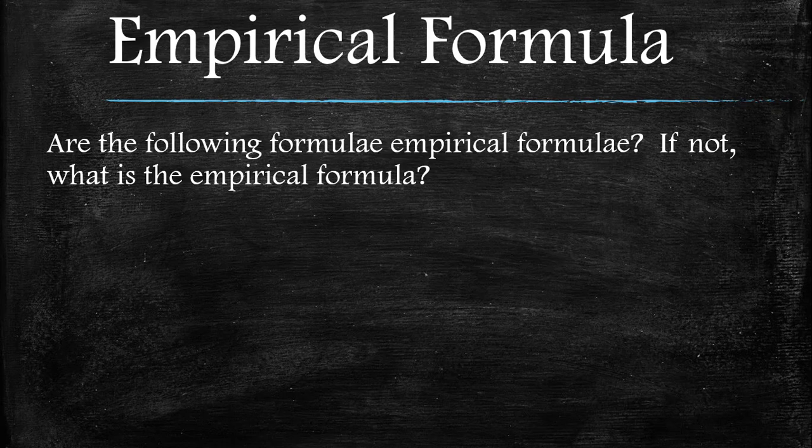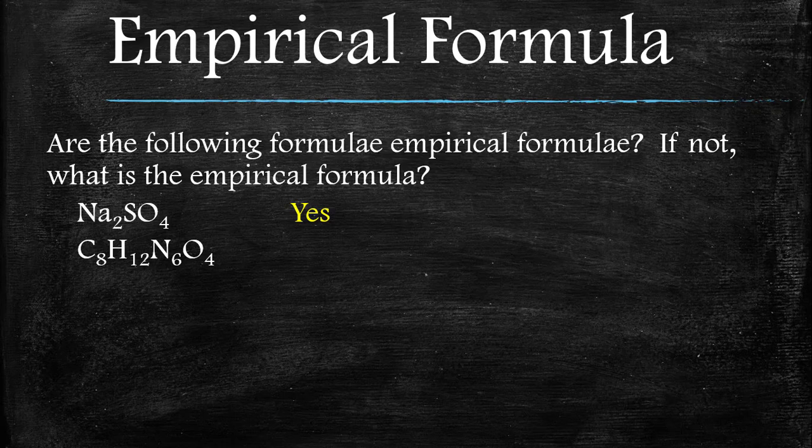So real quickly, I've got 4 examples coming up. Please determine if the formula given is an empirical formula. If it's not, figure out what the empirical formula is. And the first is sodium sulfate. And this is an empirical formula. The sulfur has a subscript of 1, so it can't be divided by anything to get a whole number.